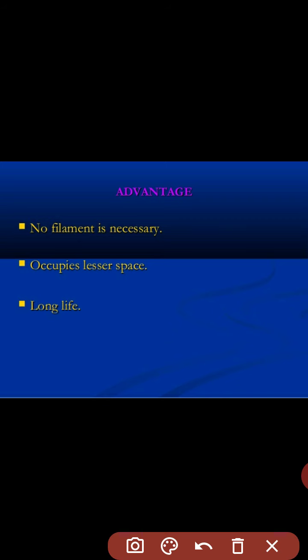So what are the advantages of the PN junction diode? No filament is necessary, it occupies less space, it is very small, it has a long life, and it is also very cheap. So these are the advantages of the PN junction diode.